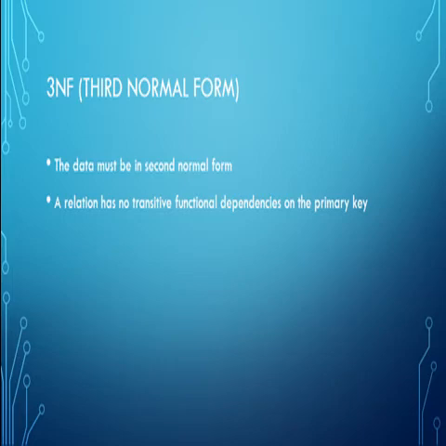And finally, the third normal form. These are the conditions for the third normal form. Number 1, the data must be in second normal form. Number 2, a relation has no transitive functional dependencies.